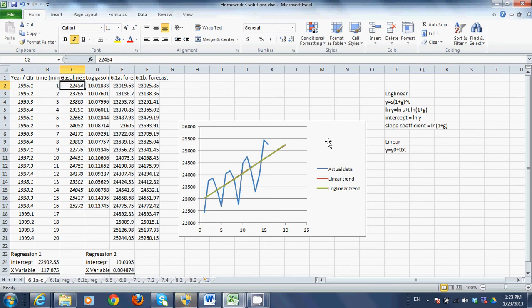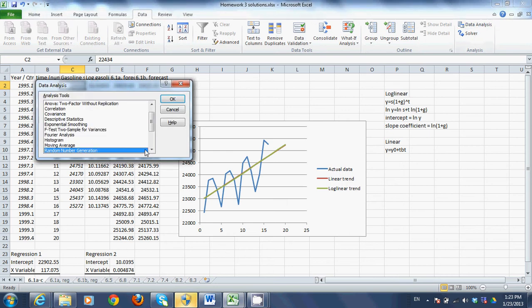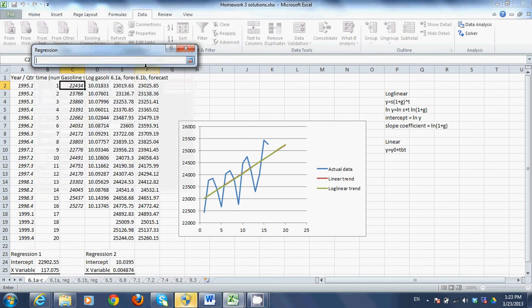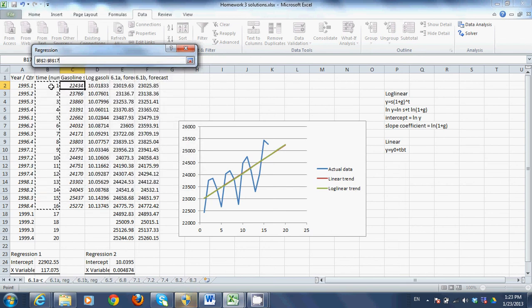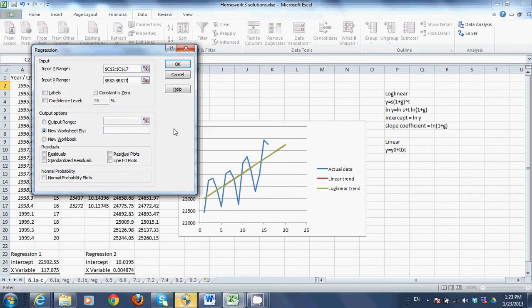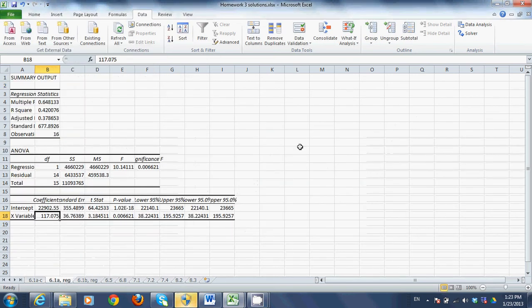Now we estimate this using a regression. Data analysis, regression. Okay. Input y range, we pick gasoline sales because gasoline sales are the dependent variable. X range, we pick the time, numbered in my special fashion, because that's the independent variable that we think is determining it. If I were actually going to run this, I would press OK and it would generate a sheet. But I've already run it, so I'm going to cancel that and use the one I've already made, which is here.